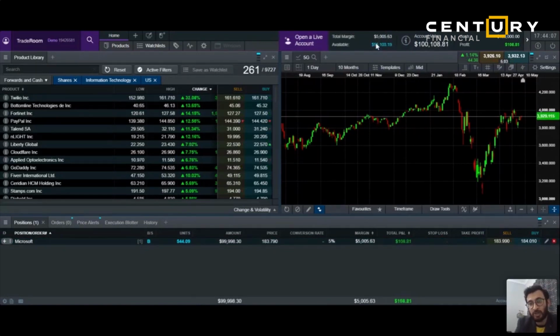So from your 100,000, 5,000 is blocked as margin. The rest, 95,000, is your available equity, on which if there is a profit, it is added to your account value. If there is a loss, it is taken from your account value. Anytime you decide to book your profit, your margin comes back with your profit. If you decide to book your loss, your margin comes back, but the amount of loss gets debited, right? Right now, if I have a profit of $130, $140, you see my account value right now, 136.